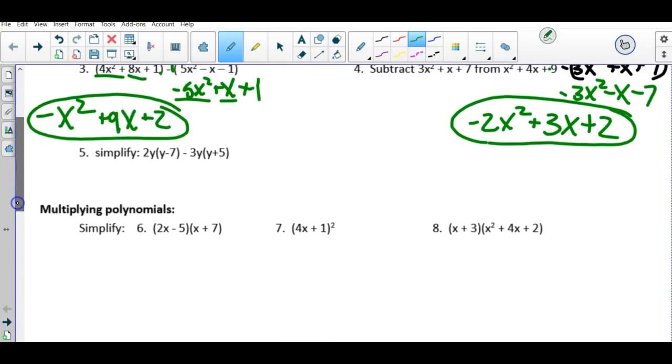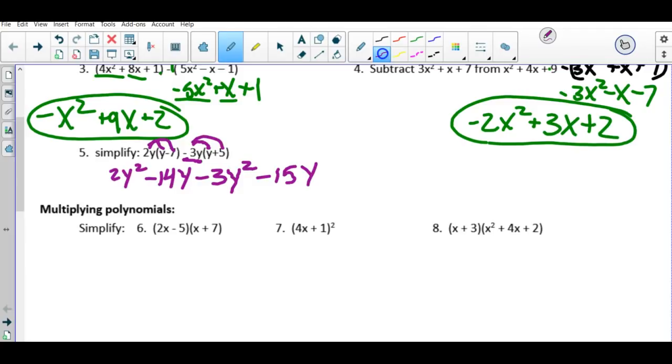Number 5, here we have some distribution and combining like terms. We have 2y times y is 2y squared. 2y times negative 7 is minus 14y. Negative 3y times y, negative 3y squared. Negative 3y times 5 is negative 15y. Then we can combine like terms. 2y squared, negative 3y squared is negative y squared. Negative 14y, negative 15y is negative 29y.